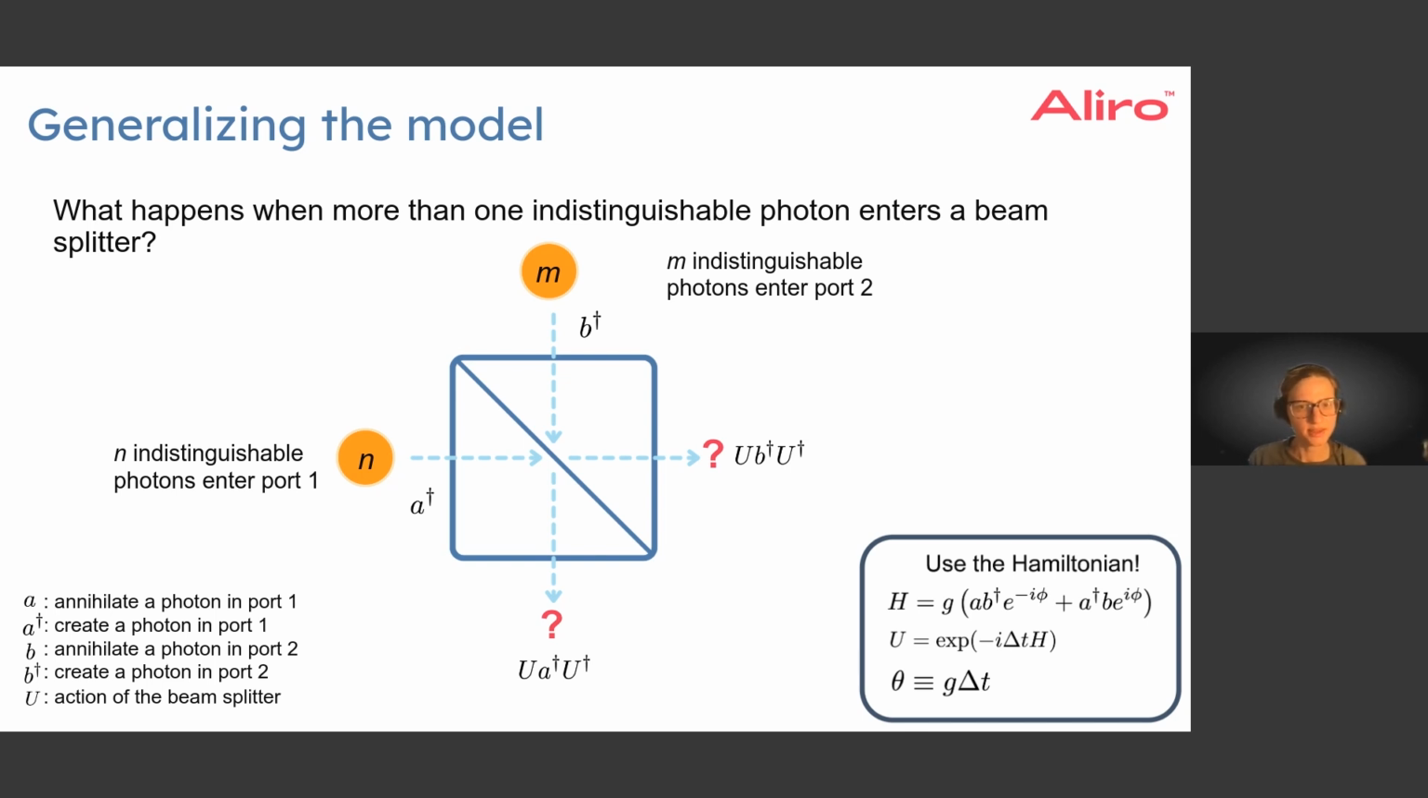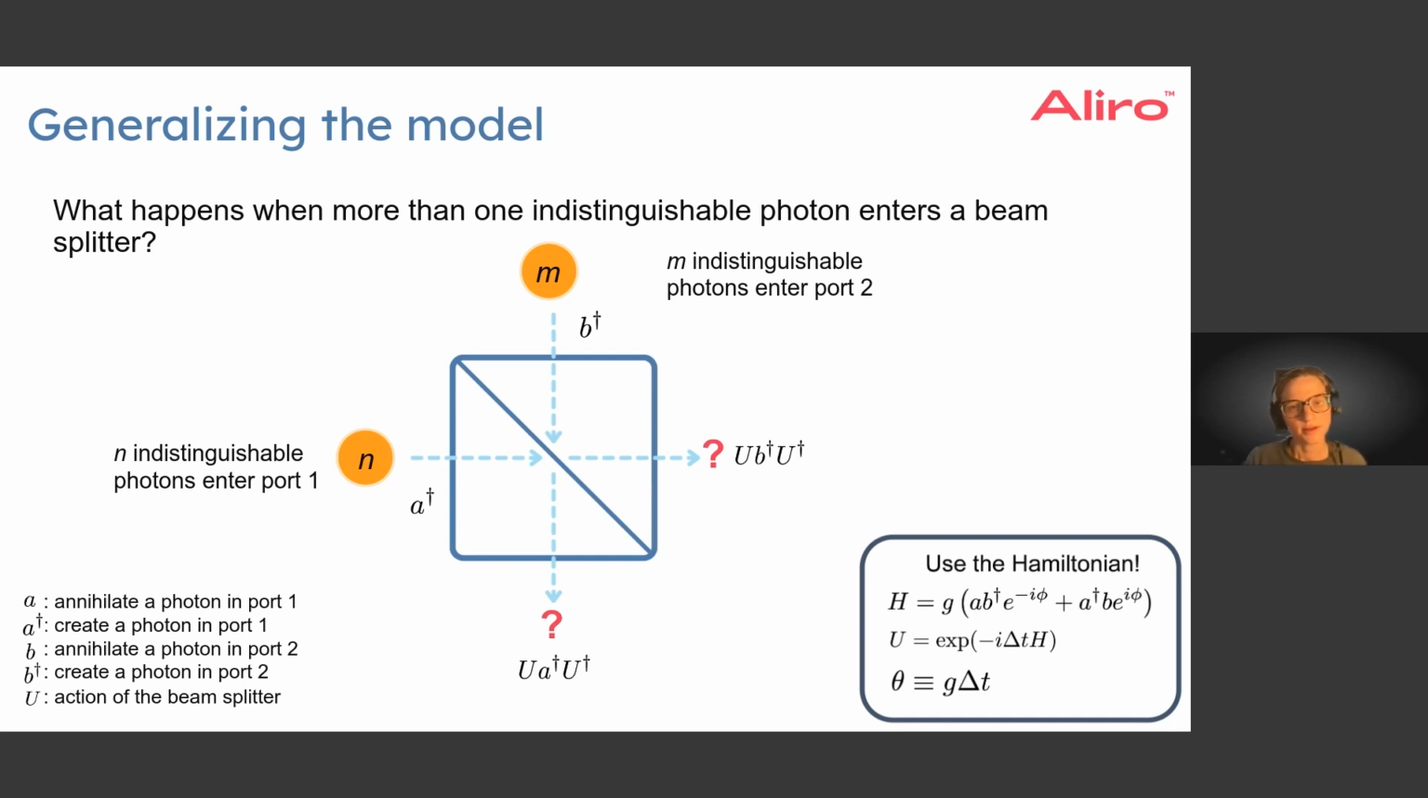And the operators that we want to transform are these A and A dagger and B and B dagger operators. And these will just describe creating and annihilating photons. So this operator A will annihilate a photon that would be entering in port 1. A dagger will be creating a photon that would enter into port 1. B would be annihilating a photon that would be entering into port 2. And B dagger would be creating a photon that's entering into port 2.